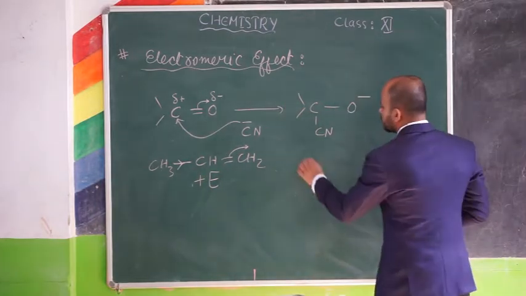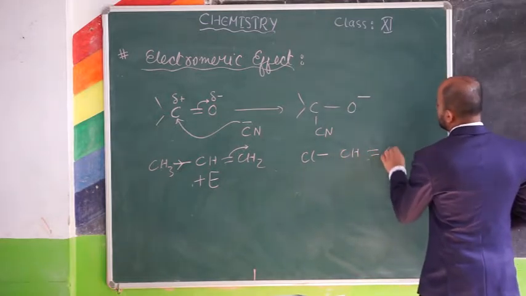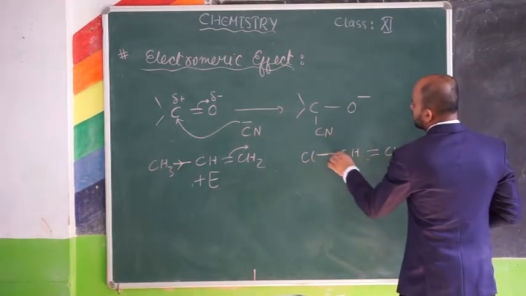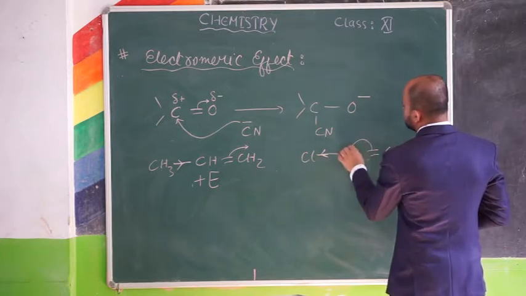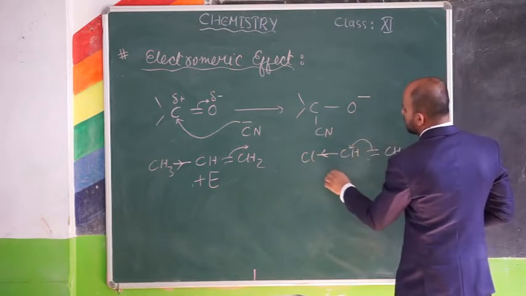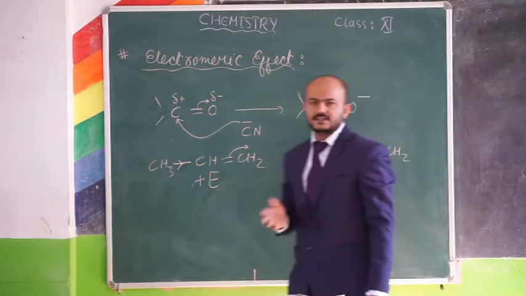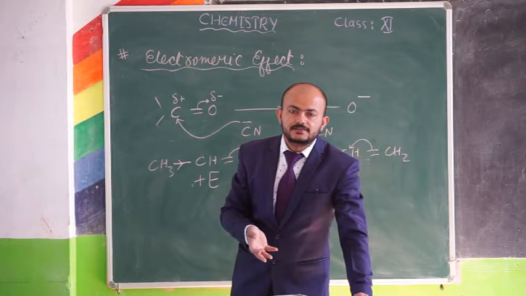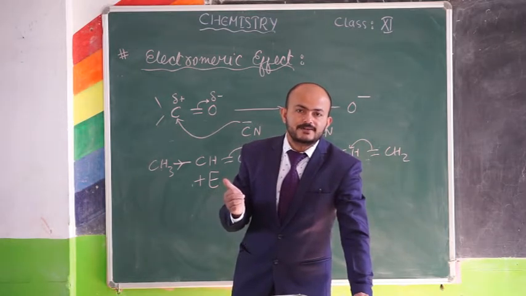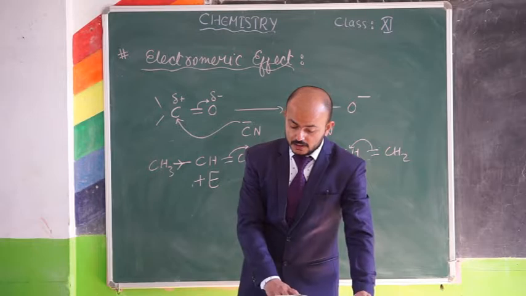Now, whenever you have an electronegative atom attached to this double bond, then what will happen? This will be showing minus I effect. Chlorine is more electronegative. Because of that, the electrons will be shifted this side. Now, this is known as what? Minus E effect. Okay? So plus E effect is somewhat like plus I effect, but here there is a complete transfer of electrons. Please note, complete shift of electrons.